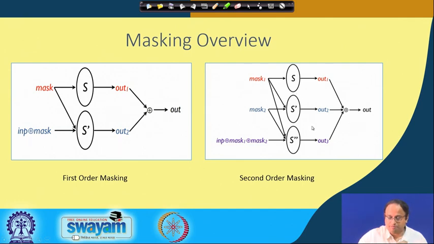Likewise, if you want to perform a second order masking, as we have seen that first order masking is vulnerable against a second order analysis. If you want to protect it, then you would break up the circuit into three parts: S, S dash and S double dash, where S and S dash both process on the mask. This processes on the first part of the mask, this processes on the second part of the mask, whereas S double dash processes on the input which is masked.